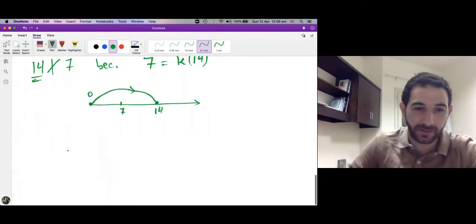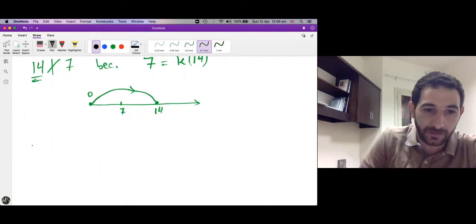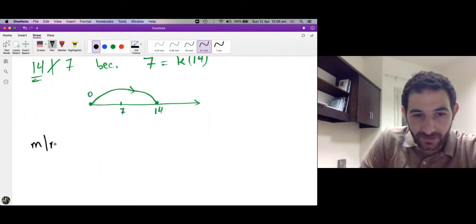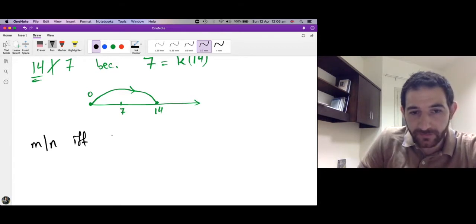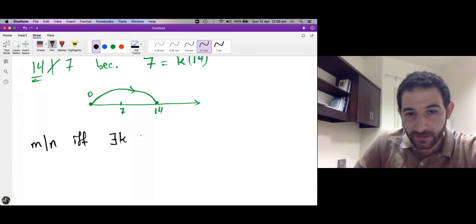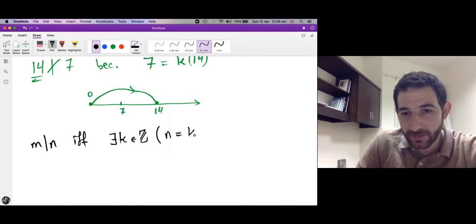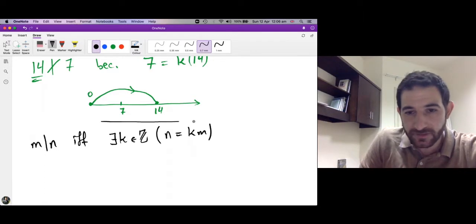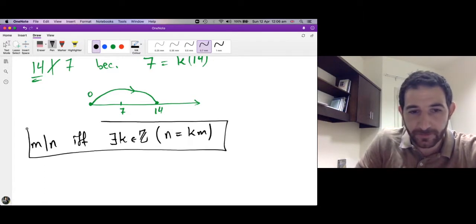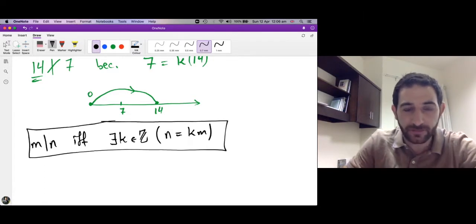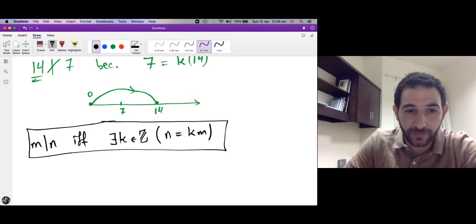Now the concept, again let me remind you that we say an integer m divides n if and only if there exists an integer k such that n is equal to k times m. Okay, so this is the concept of divisibility. And intuitively it means we can arrive at n by taking steps, each of length m.